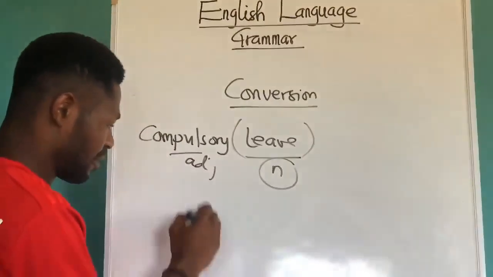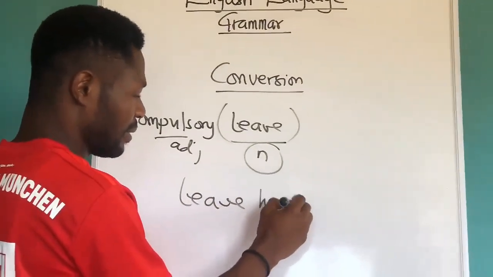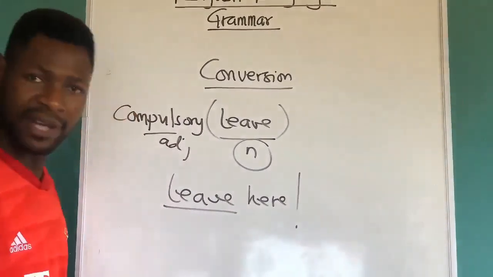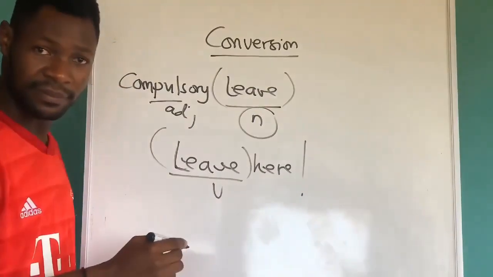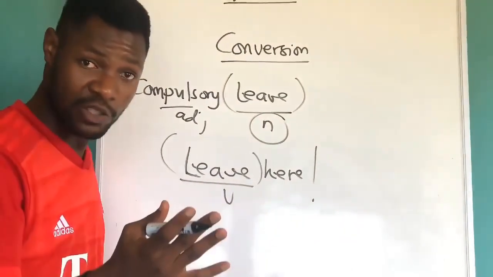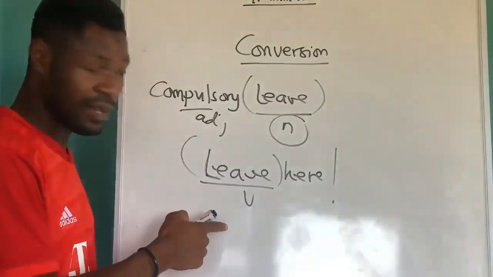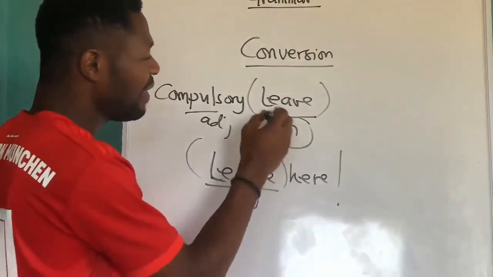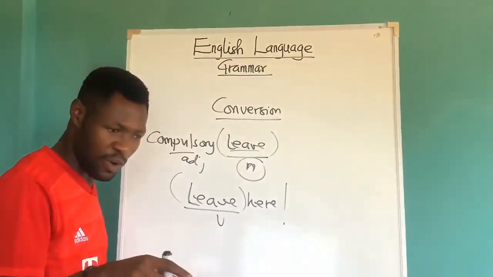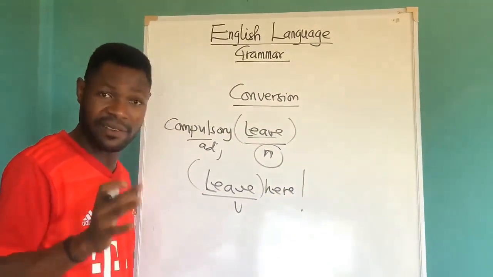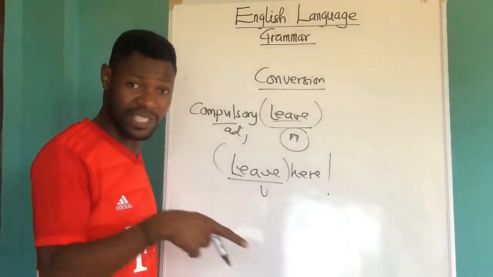We can also have leave, for example, leave here. When someone commands you, leave here. Here, leave is what? A verb. Or my father will leave for Accra tomorrow. So leave for Accra tomorrow. Leave is a verb. So you see that we have leave as a noun and leave as a verb. So you cannot conclude with unmitigated certainty, absolutely, that leave is a noun, when you don't even know the context in which the word is used.